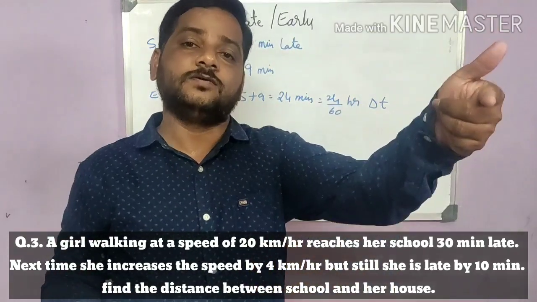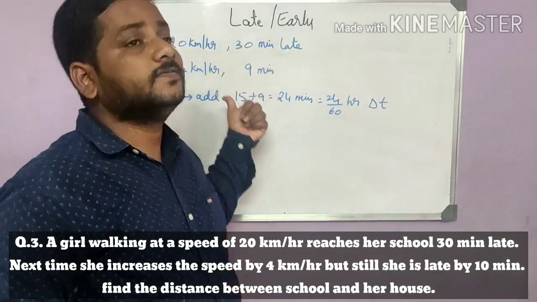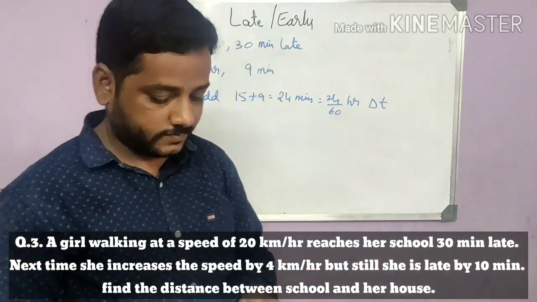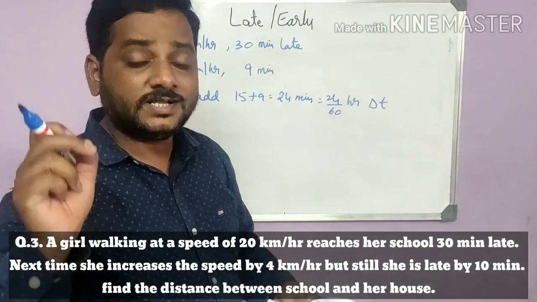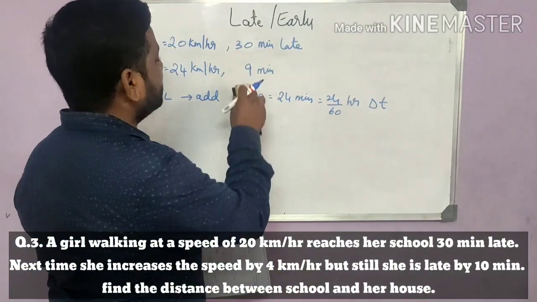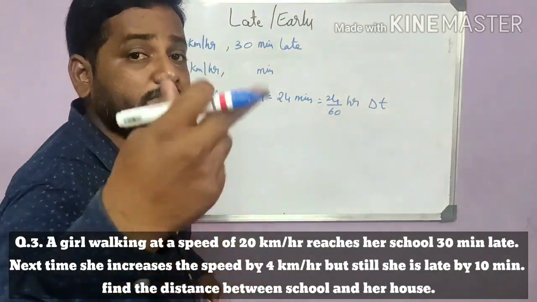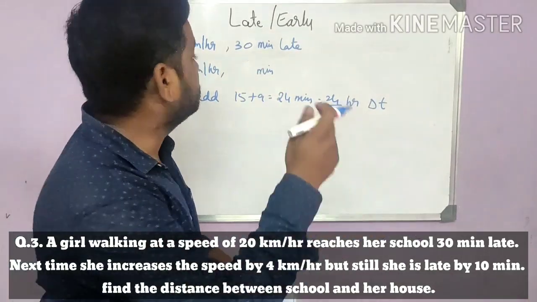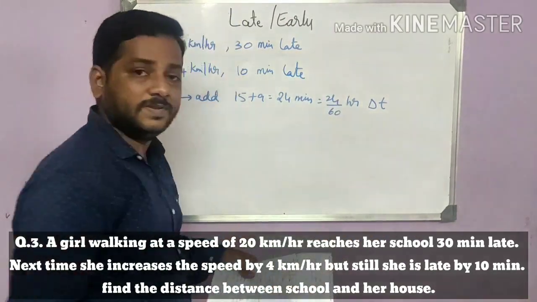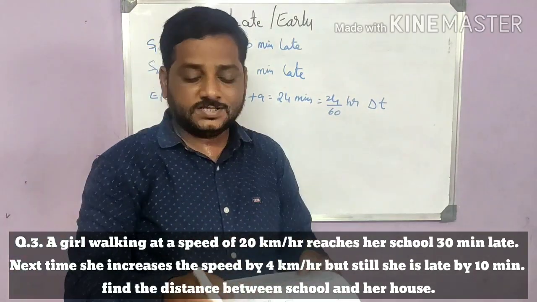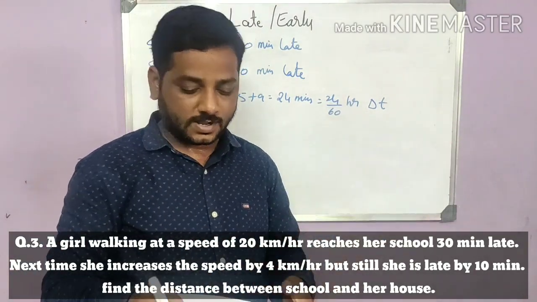Increased the speed by 4 km. So earlier it was 20, now it will be 24 km per hour. But still she is late by 10 minutes. See, this is one more important thing here. Even after increasing the speed by 4 km per hour, she will be late by 10 minutes. So find the distance between the school and her house.